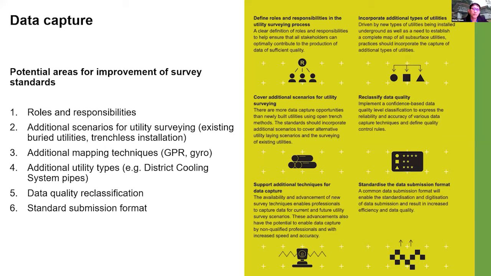So the different ways of doing it. Trenchless utility survey, utility installation, is one of the areas that we are currently looking into. Additional mapping techniques, gyro and GPR, are 2 areas that we are looking into. Again, utility types, new utility types, district cooling system pipes is a new one that the team has to start working on. Looking at data quality again, and of course the standards for submission of the format.